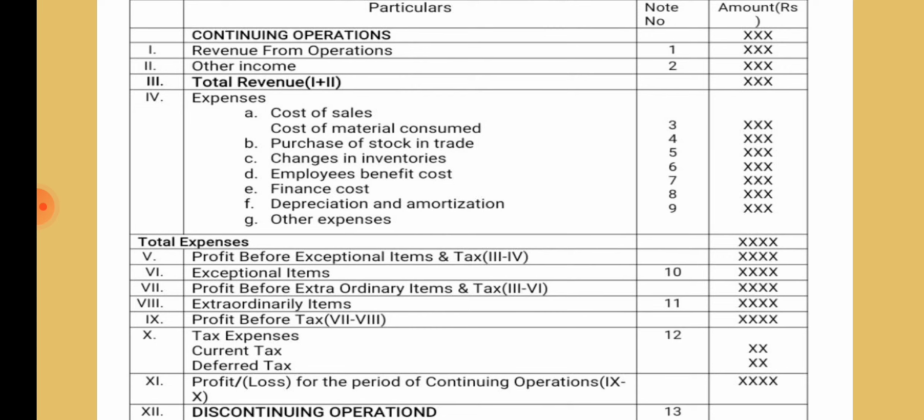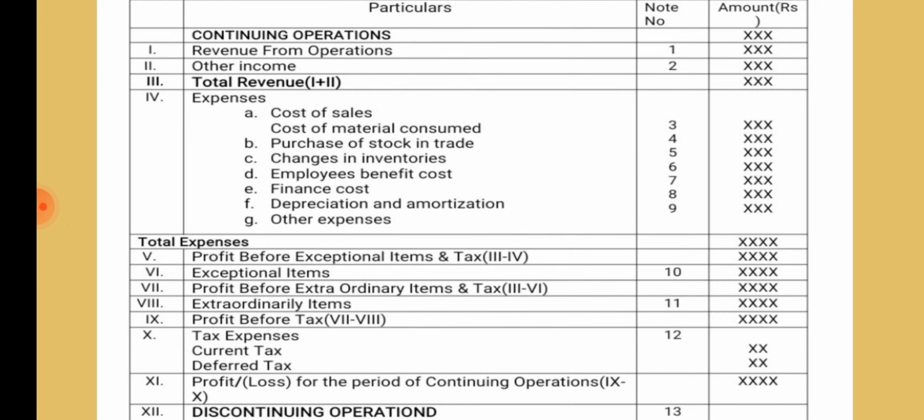Next one, finance cost. Finance cost includes interest expenses plus borrowing cost. Then depreciation and amortization. In depreciation, the total depreciation on fixed asset, and amortization of deferred revenue expenses.